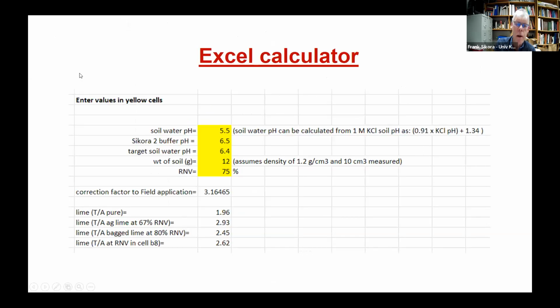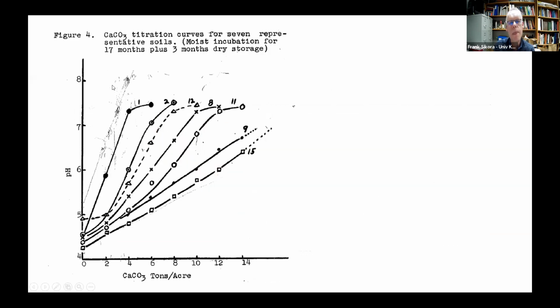There is an Excel calculator that I developed that we could plug any water pH, buffer pH, and target pH into to determine lime requirements. I use this a lot when agents ask me to calculate lime requirement for some pH that's different than what we have in our tables.